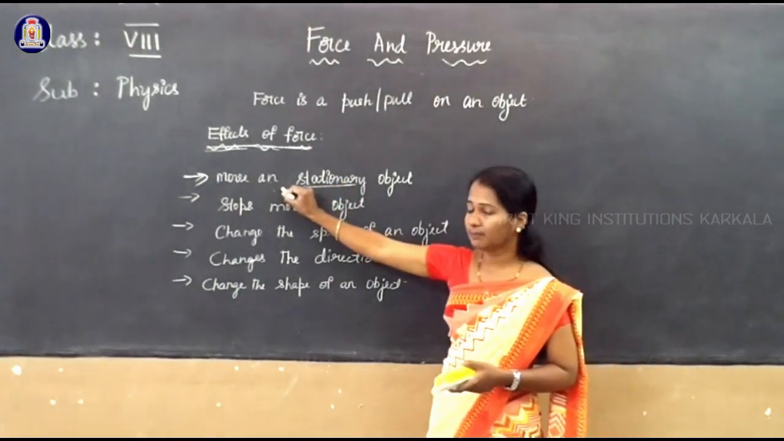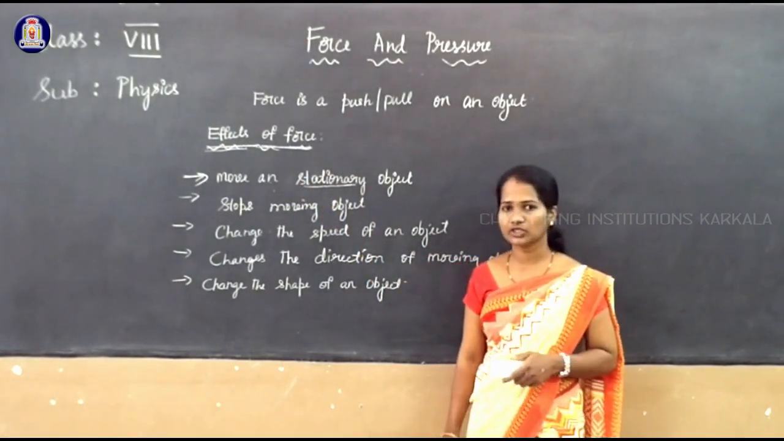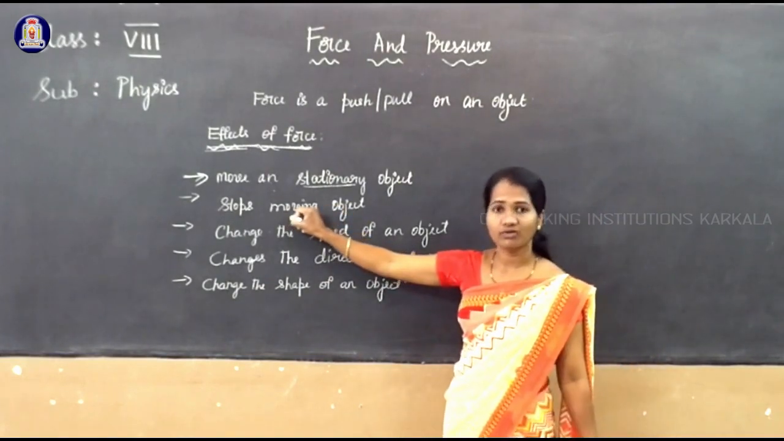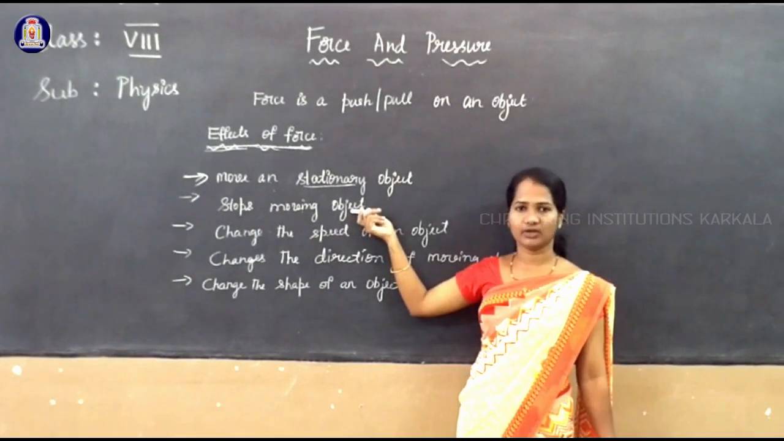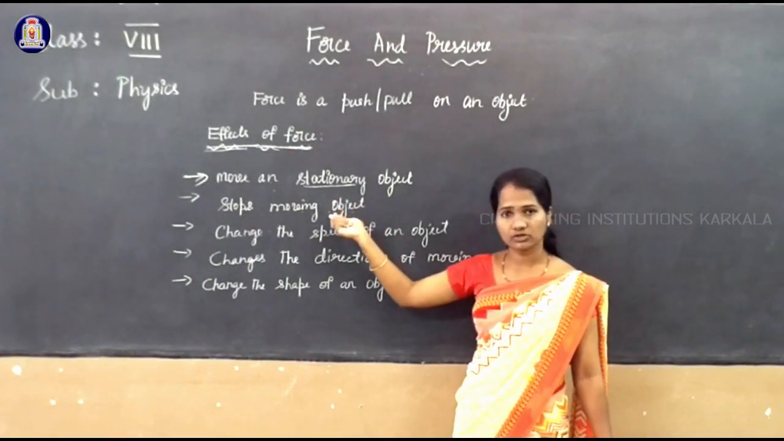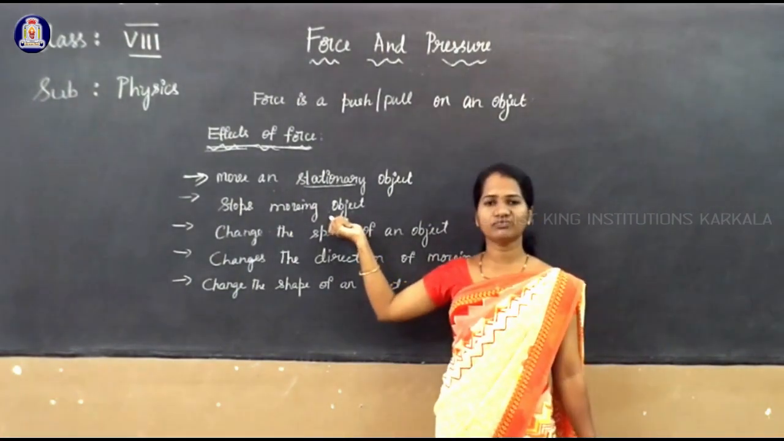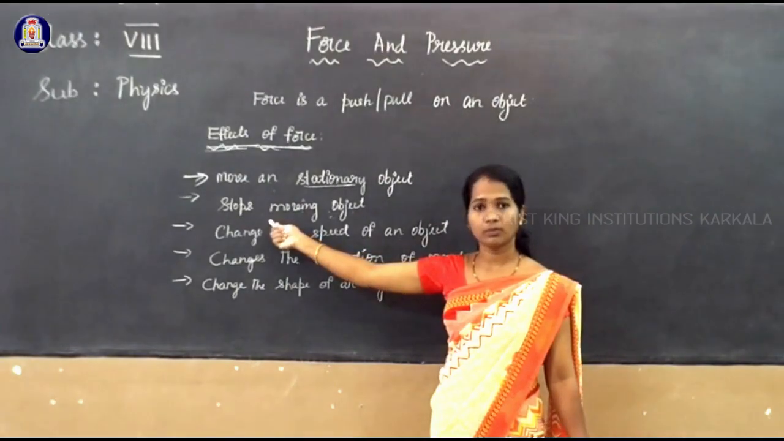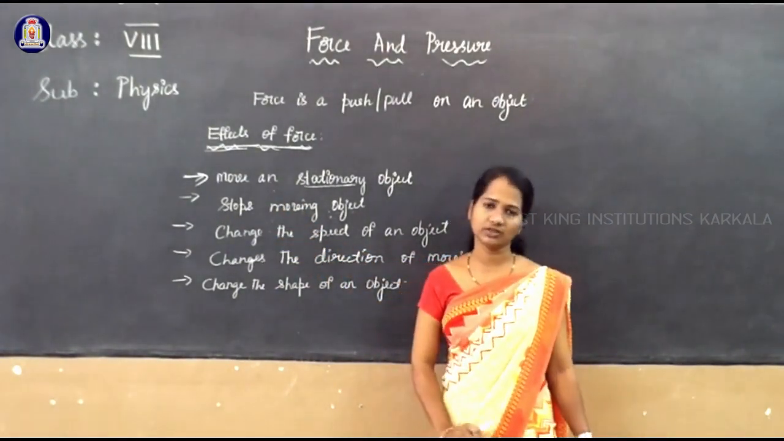So force can make a stationary object move, or force can stop the moving object. This is the second effect of force. But in this case also, I cannot see the force. I can see only the effect of force. So what is the effect of force here? Stopping. An object which is moving comes to the stationary position.